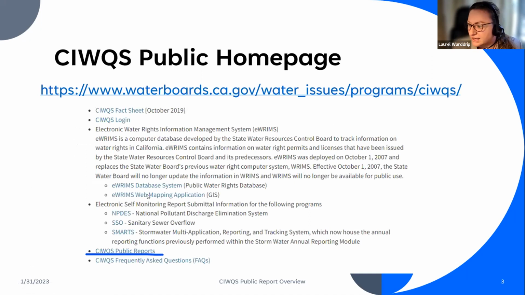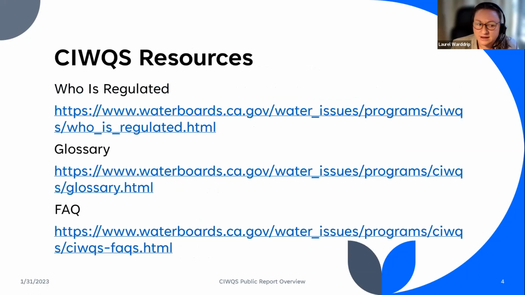So the next thing is the CIWQS homepage. And on this homepage, you will find a lot of information about CIWQS. There's a lot of different reports that you can kind of poke and prod around. Here's the link to the program homepage, but we're going to be focusing mainly on the CIWQS public reports today. So it's just kind of one of the subsets. And then another part of this is some resources. So the CIWQS program webpage has information on who is regulated, a glossary of terms, and frequently asked questions, which may be of use as you're navigating the system.